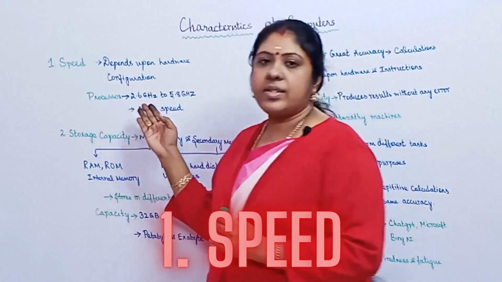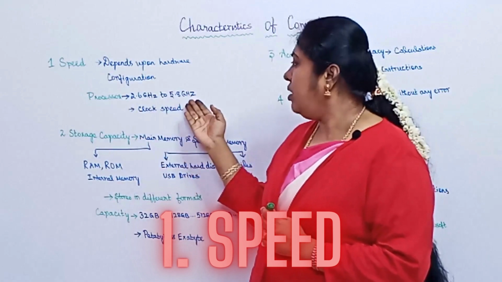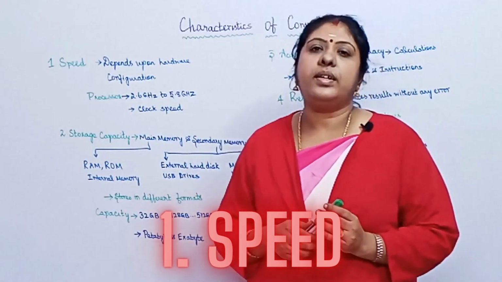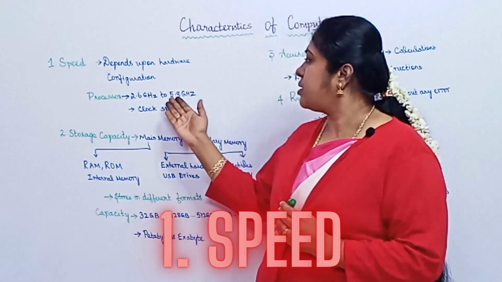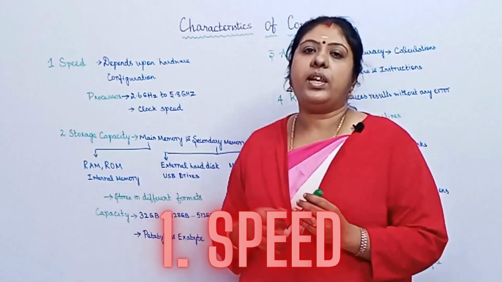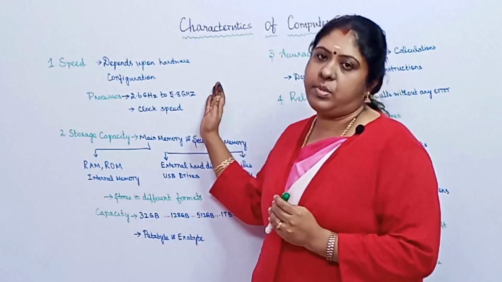The CPU processor speed can be represented from 2.6 GHz to 5.8 GHz. Consider the latest Intel version, Core i9. It can have the highest processor speed of 5.8 GHz. The speed may vary depending upon the processor version. That is the speed property.